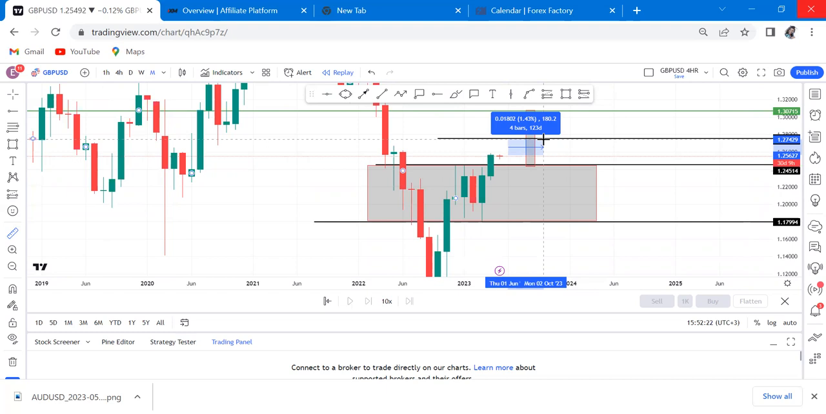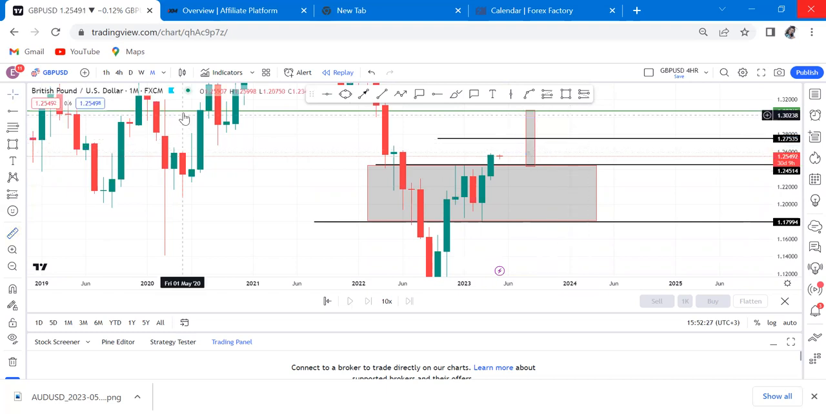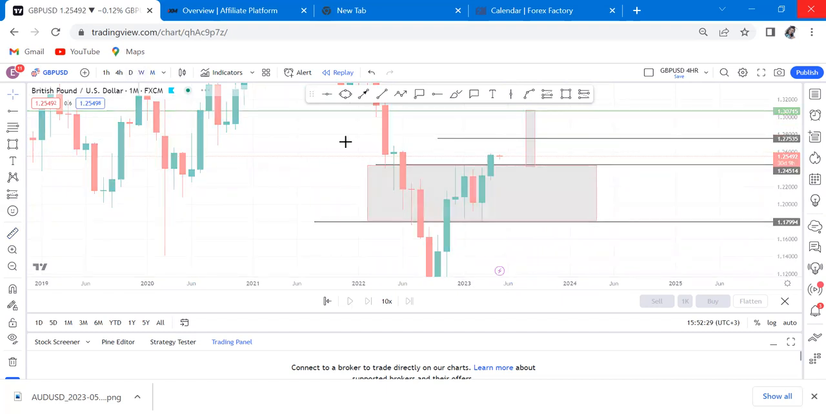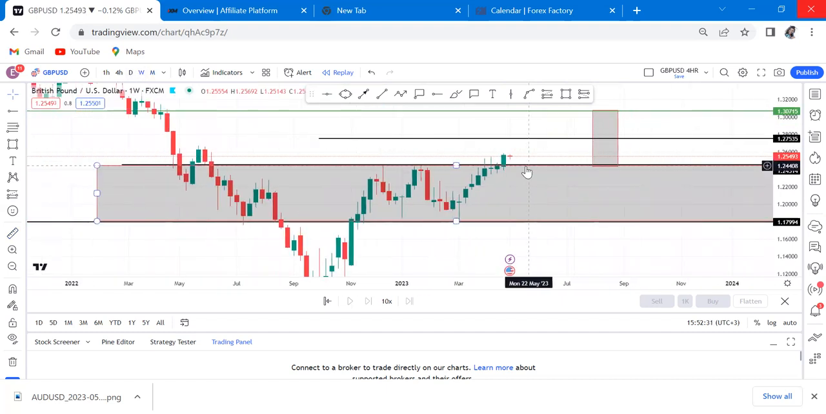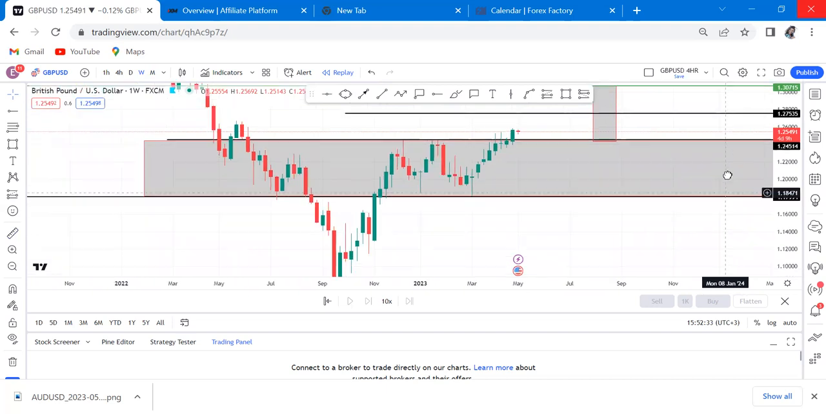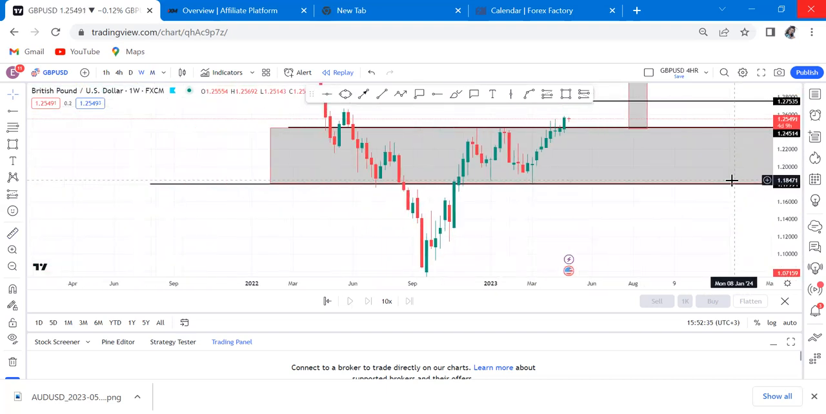So from the monthly perspective, this is a very, very strong buy. Let's go to weekly and see what we have. Don't forget that GBPUSD has that possible double bottom, and it can be as powerful as possible.